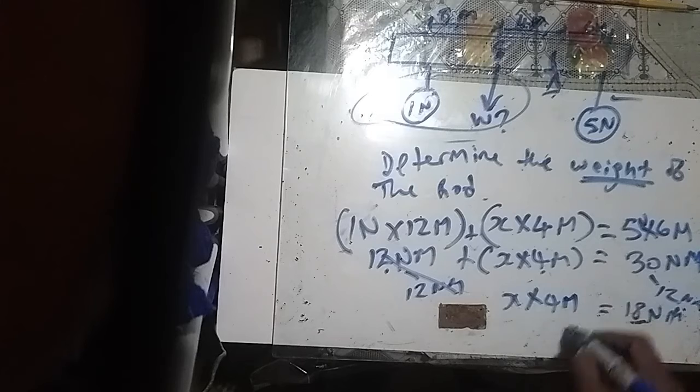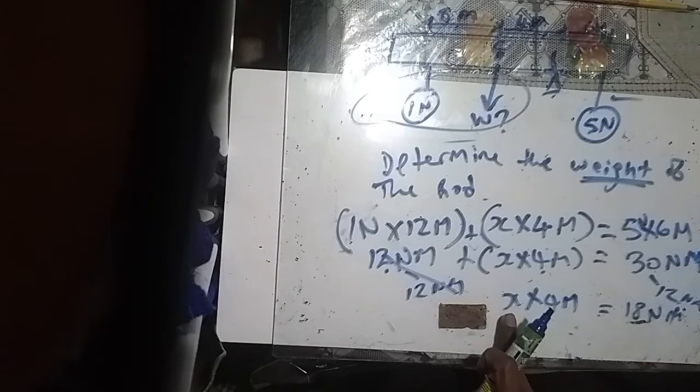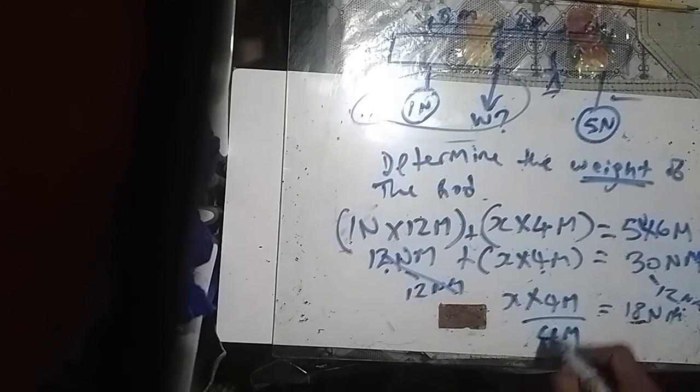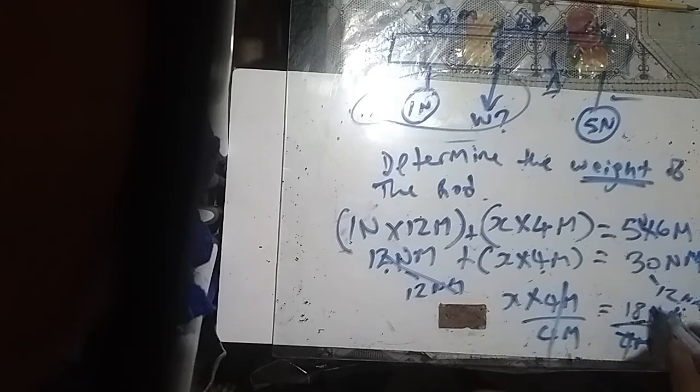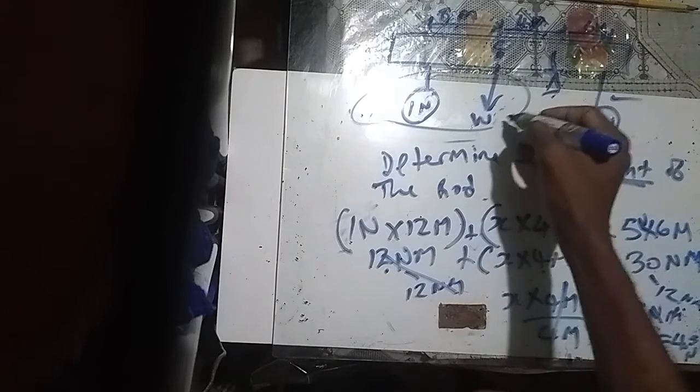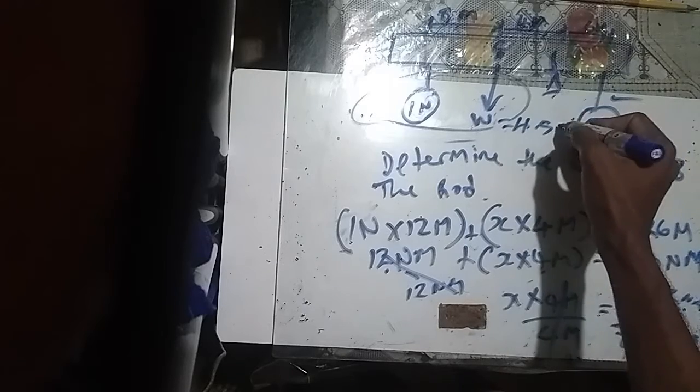Therefore, that's meter. So ask yourself, what is the 4 doing to the x? It is multiplying. Therefore, I'll have to divide by 4 meter to get rid of it. That cancels that. 18 divided by 4 is 4.5. So 4.5 Newton, okay, would be the answer. And then you say to yourself, that is my weight. So the weight of my rod is equal to 4.5 Newton.